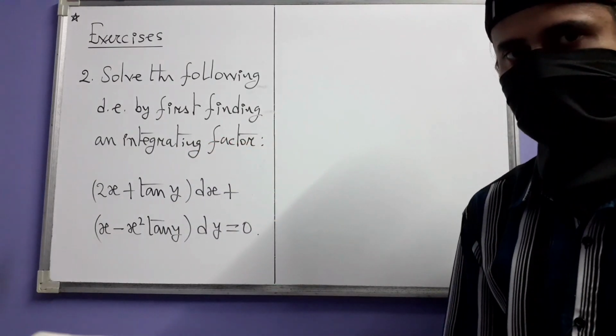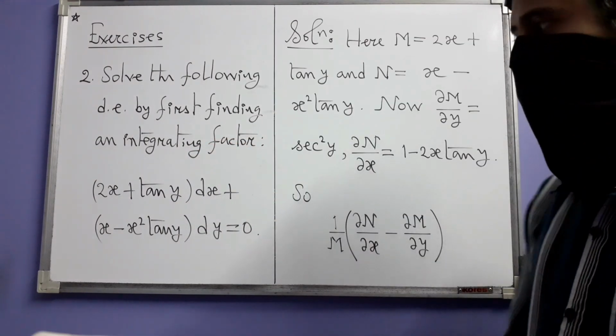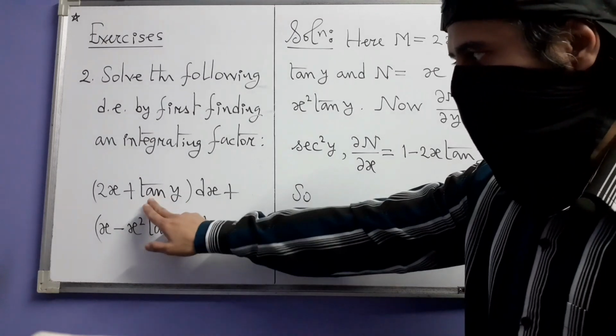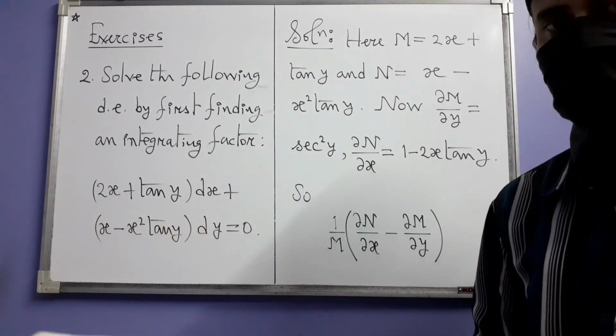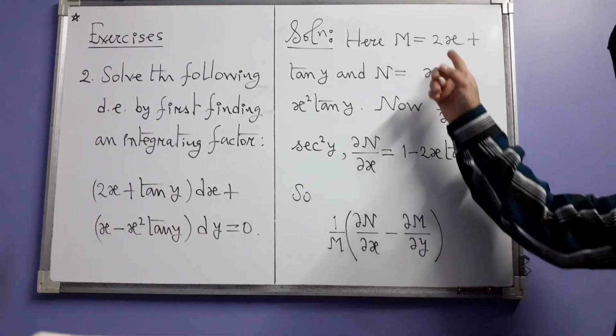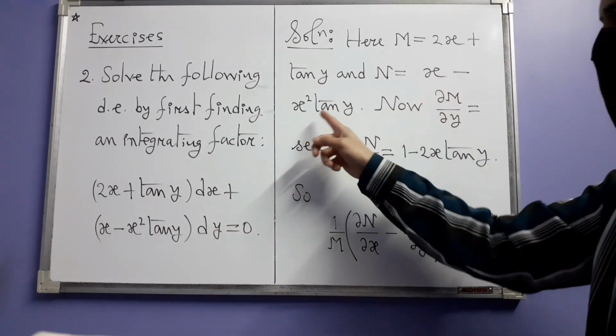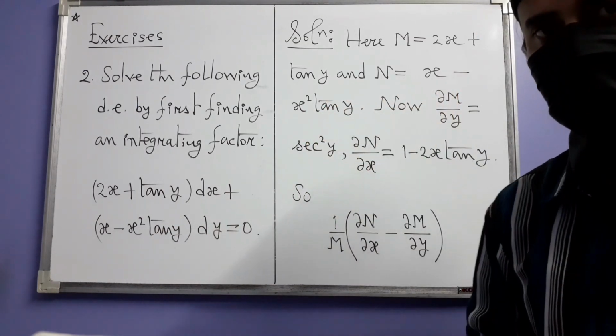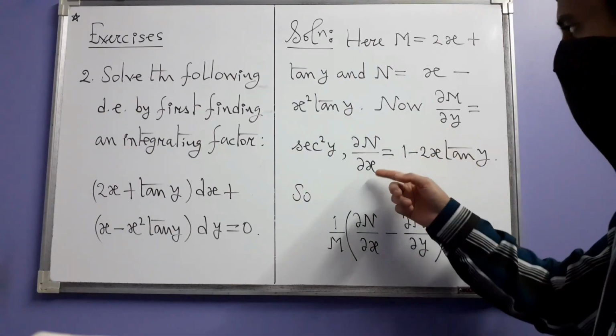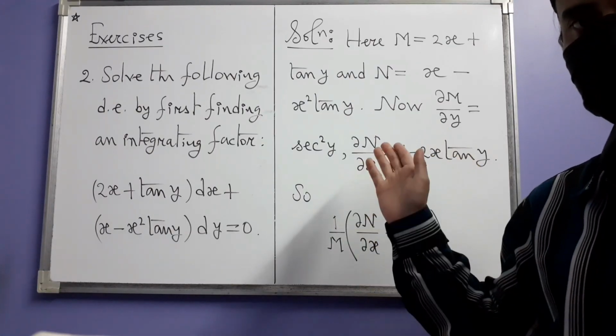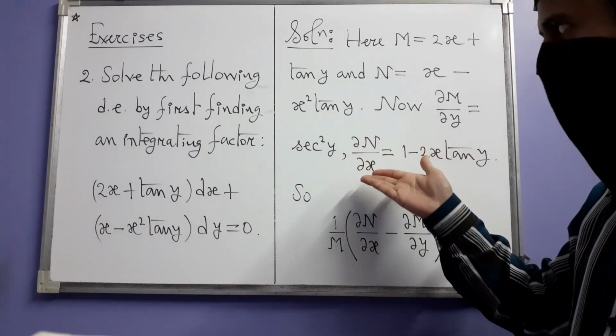We start the solution by naming these parts M and N respectively. This is what we always do. So M is 2x + tan y and N is x - x² tan y. And then we calculate these partial derivatives, ∂M/∂y and ∂N/∂x.